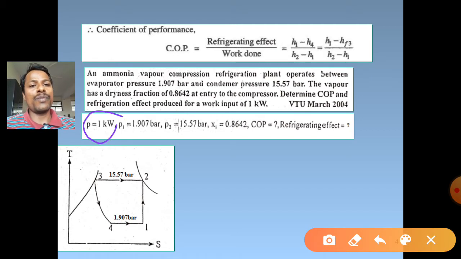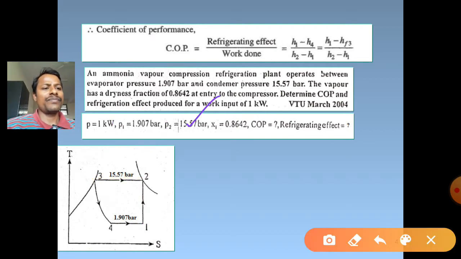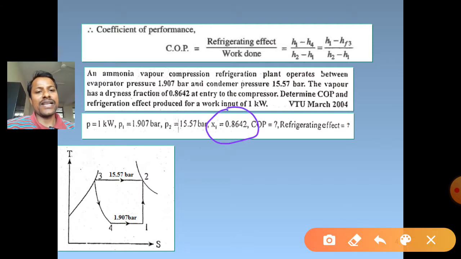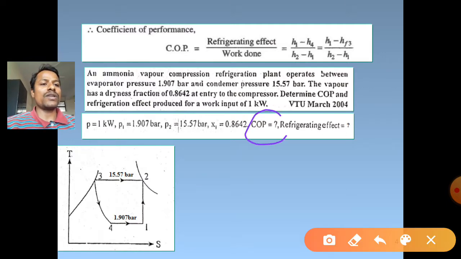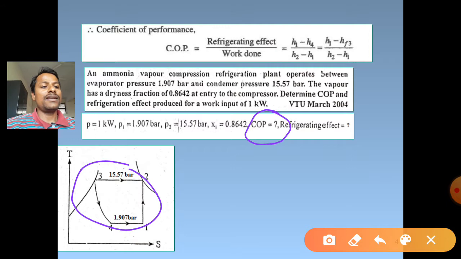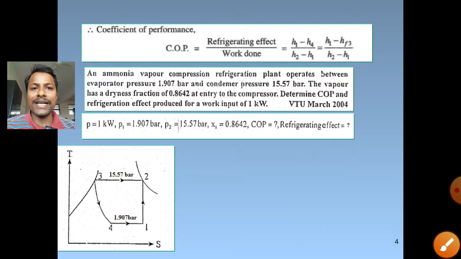Power input to the compressor is, we are supplying 1 kilowatt, then P1 equal to P4, which is 1.907, then P2 is 15.57 bar, then again the dryness fraction x at state 1, it is in wet region, he has given, it is 0.8642. If this is the given data, we are supposed to calculate COP for this cycle, and the refrigeration effect is equal to question mark. So how much heat is being absorbed per kg of refrigerant which is flowing inside this refrigerator.